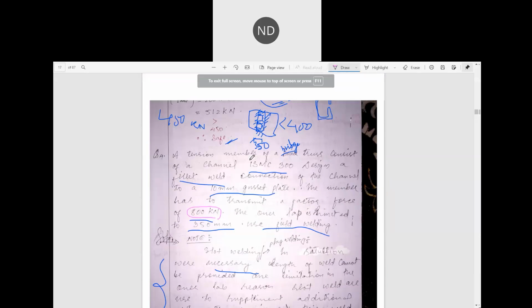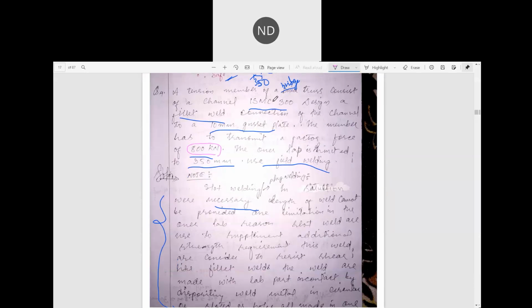So we were doing this question, this one on slot welding. Design a fillet weld connection of the channel ISMC 300 to a 10 mm gusset plate. So this was simply a normal, general fillet weld connection.